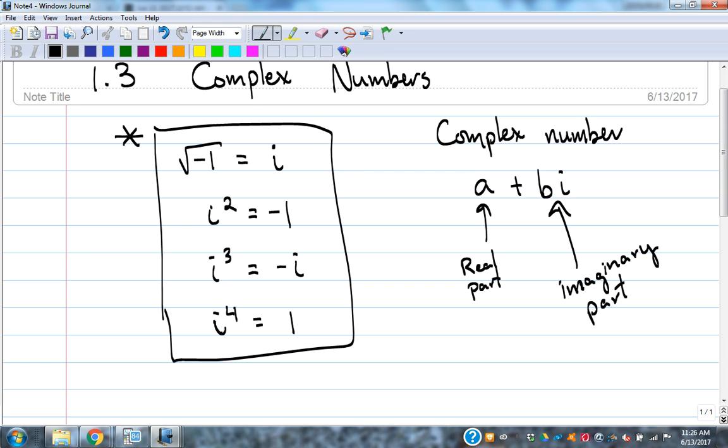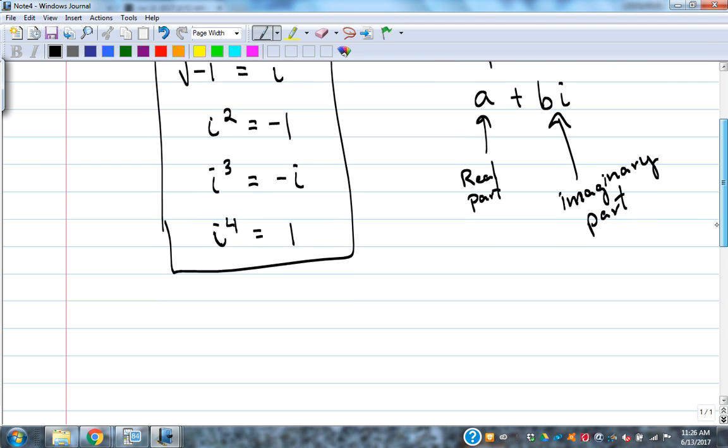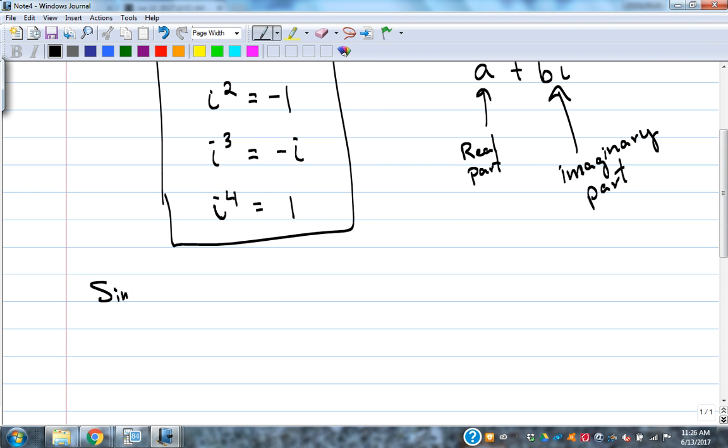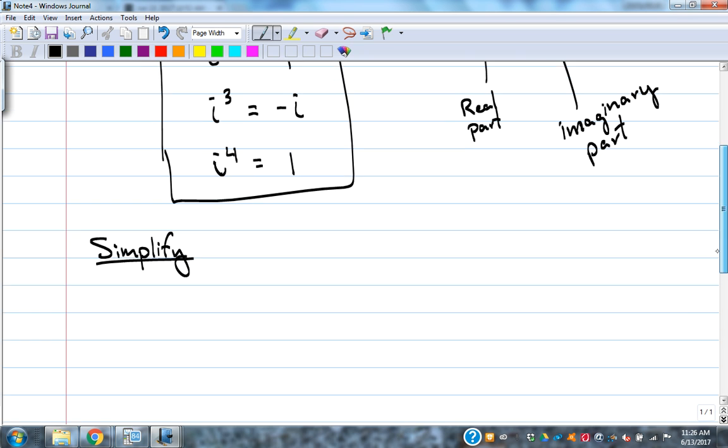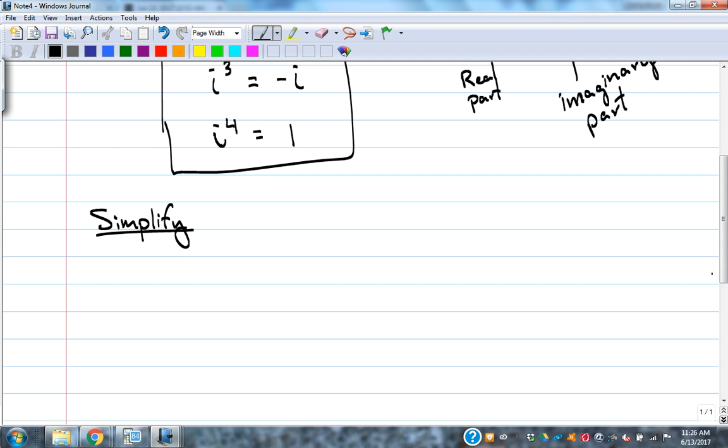Now, when we're dealing with complex numbers, the imaginary parts come from square roots. So we're going to simplify some square roots again. This ties right together with the other lesson. Example A, let's say we had the square root of -24. Very similar to what we had before. The only difference is that it's got a negative number in there.